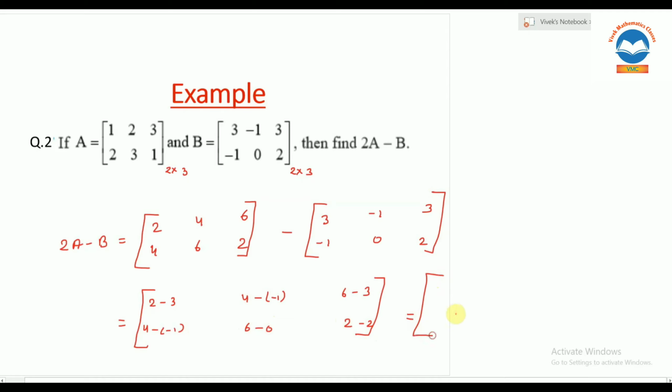Simplify this. So 2 minus 3 will be minus 1, and 4 minus into minus will be plus 1. So 4 plus 1 will be 5, and here 6 minus 3 will be 3. Again here we will get 5, and here 6, and here 0. 2 minus 2 will be 0. So this will be our answer.